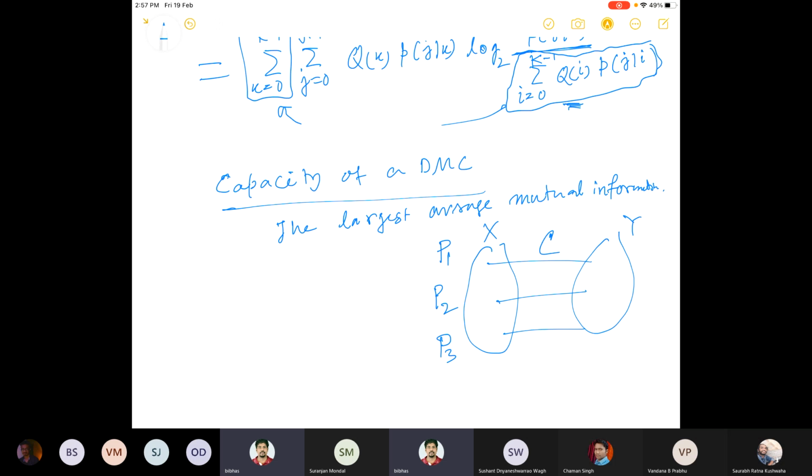Now the property of the channel has to be the maximum mutual information that can be achieved over all the probability distributions you can consider on the input random variable. So the largest average mutual information that can be obtained over the channel.